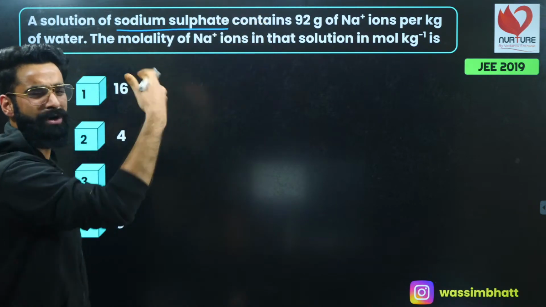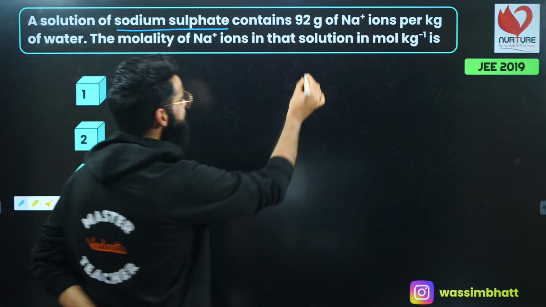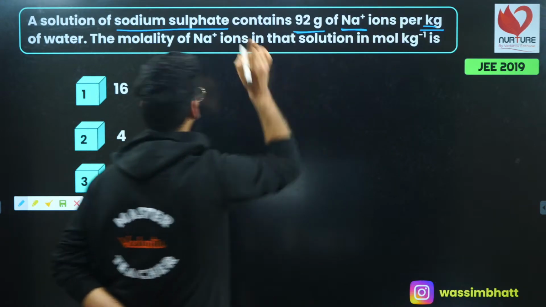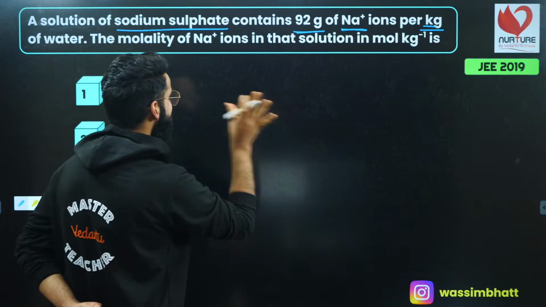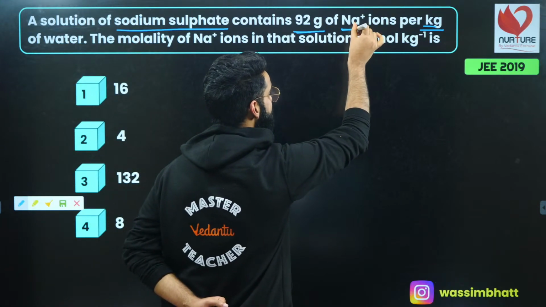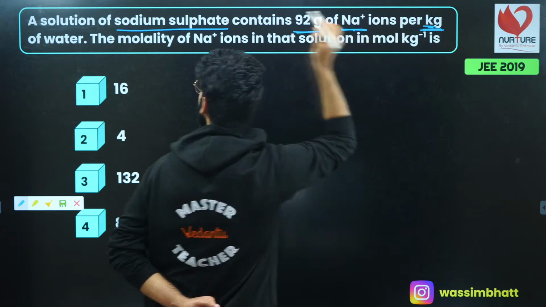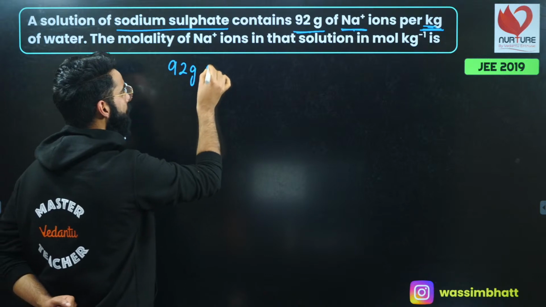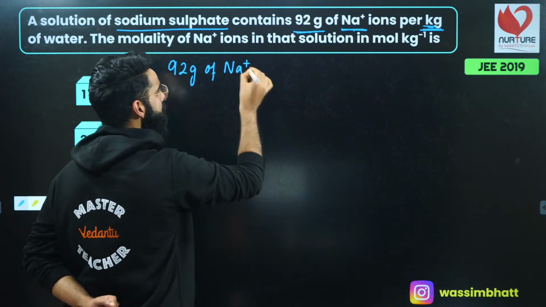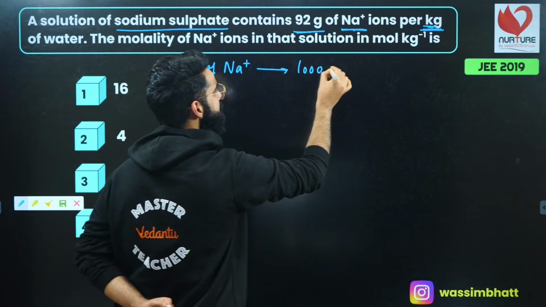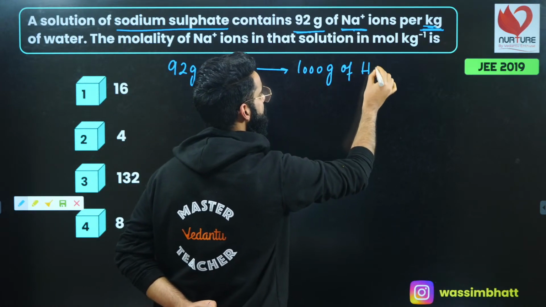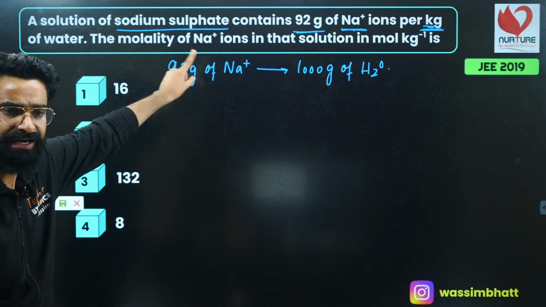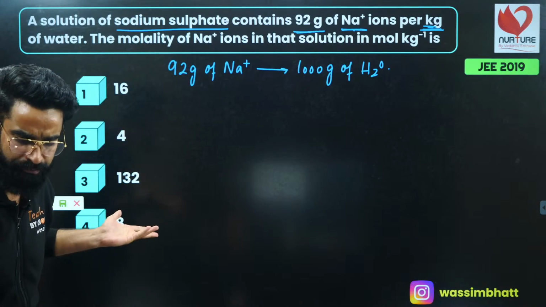Na2SO4. I've got some solution of sodium sulfate that contains 92 grams of Na positive ions per kg of water. So I've got a solution that contains 92 grams of Na positive in 1000 grams of water. This is what is mentioned in the question. We are supposed to calculate the molality of Na positive in the solution.